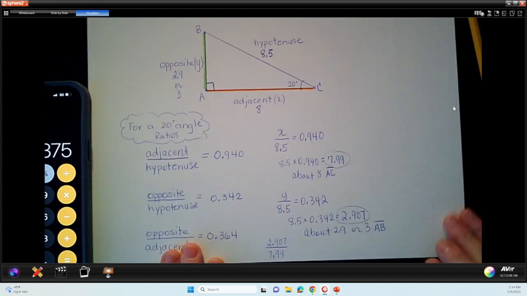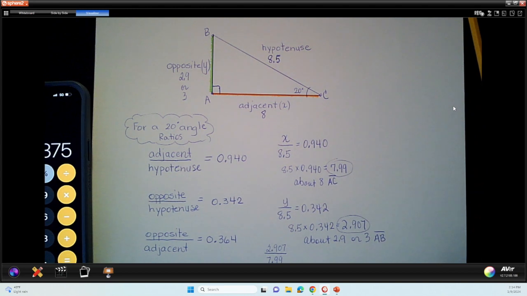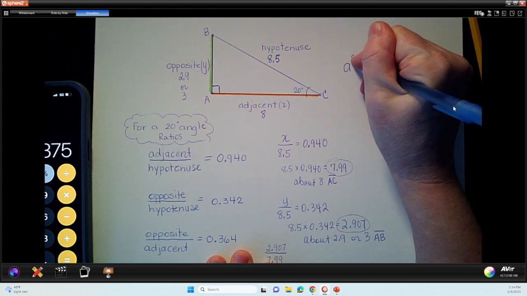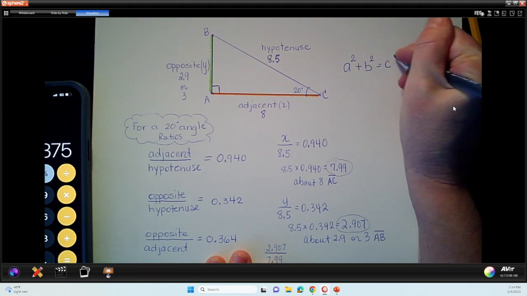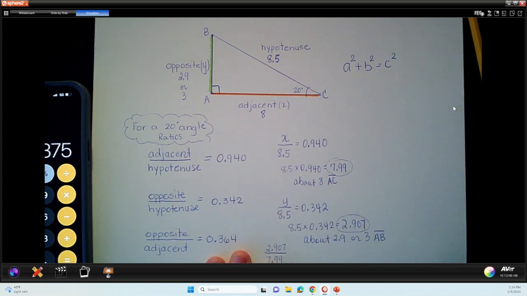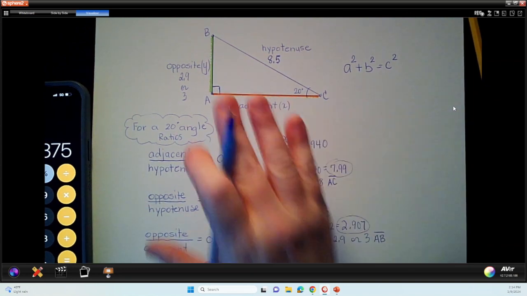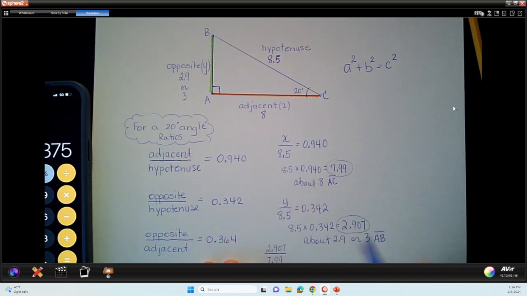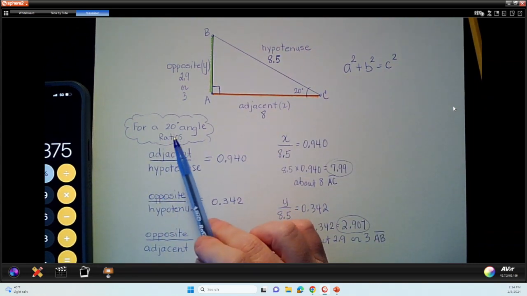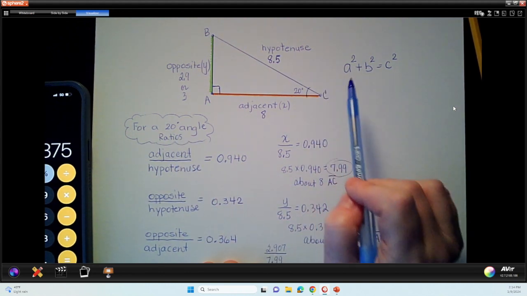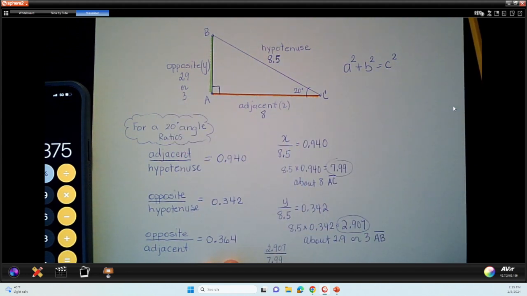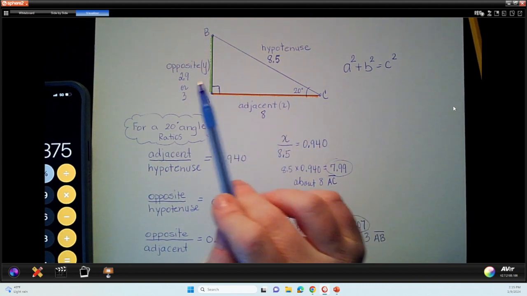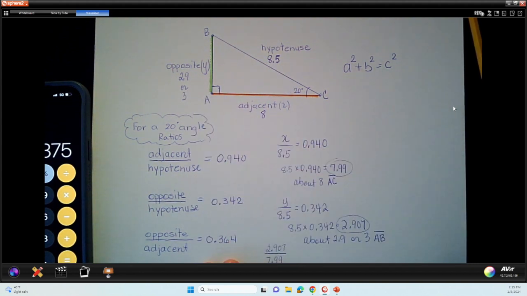In the last unit, we reviewed from Math 8 that when we're dealing with a right triangle, a squared plus b squared is equal to c squared. This is something that we know is true about right triangles. Well, now that I have all 3 measurements and I used my ratios for the 20 degrees, I can use the Pythagorean theorem to take it one step further and double check my answer, because 8 squared plus 3 squared should equal my BC squared.